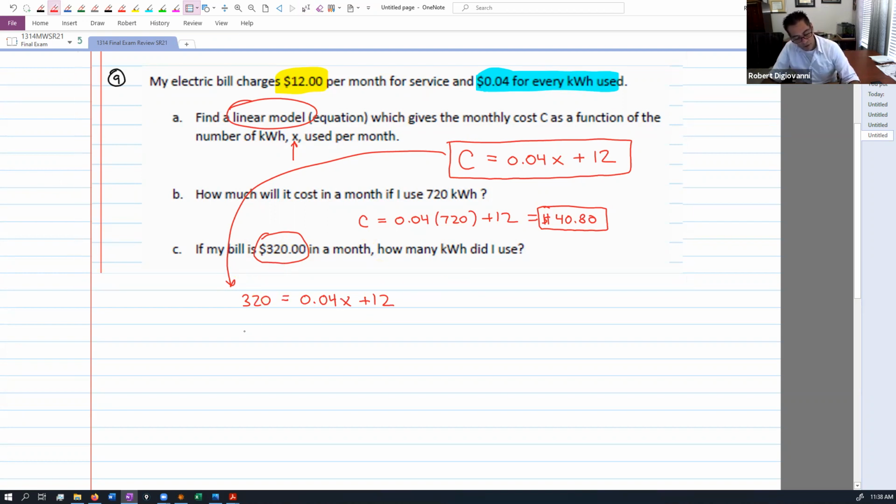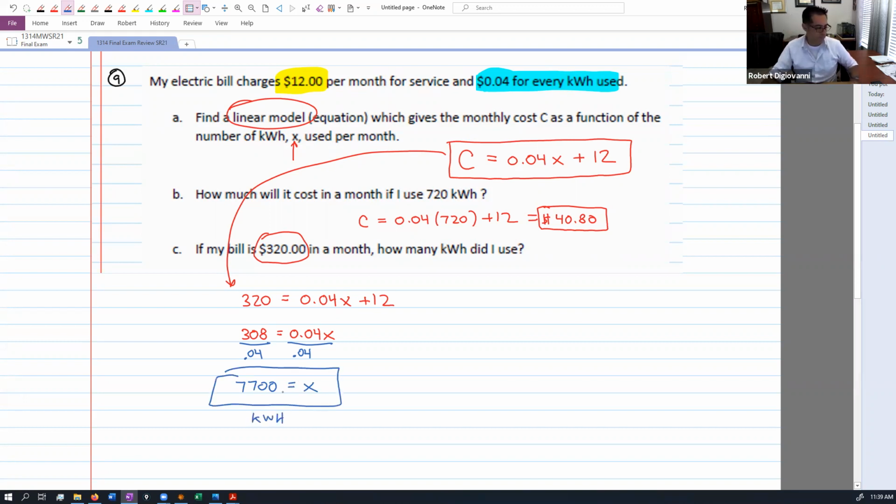So I subtract 12 on both sides. If I subtract 12, I get 308 equals 0.04x. And then I will divide both sides by 0.04. That's a lot of kilowatts. 7,700 equals X. That's how many kilowatt hours we used.